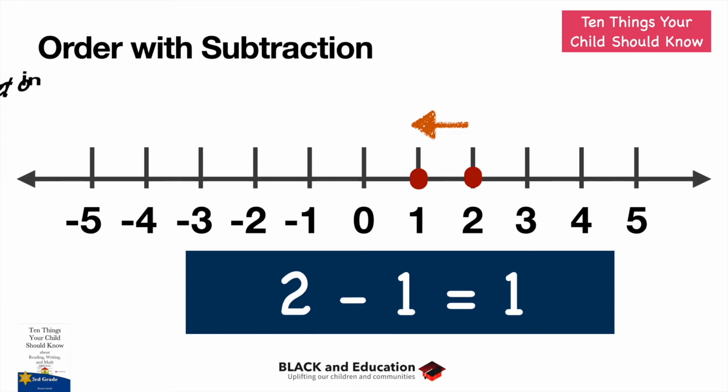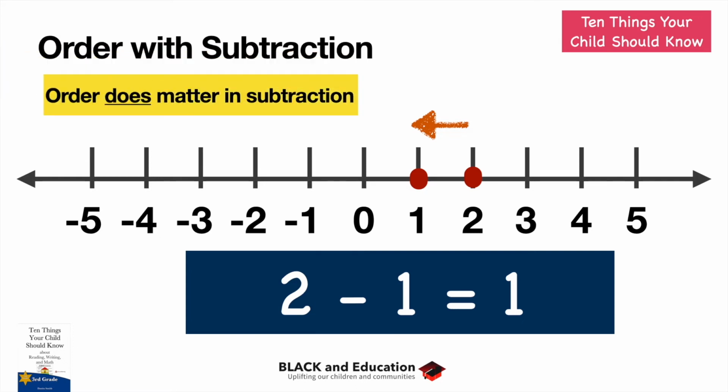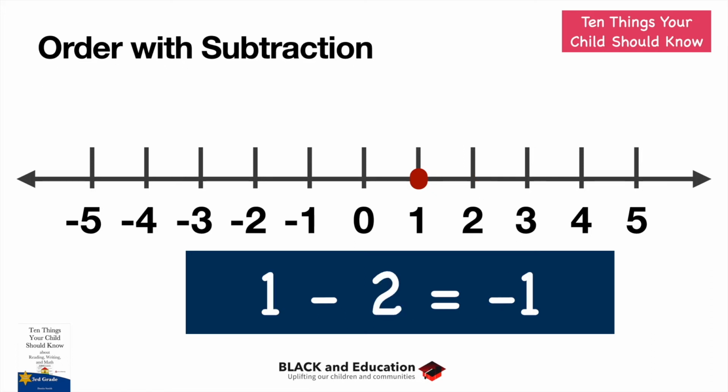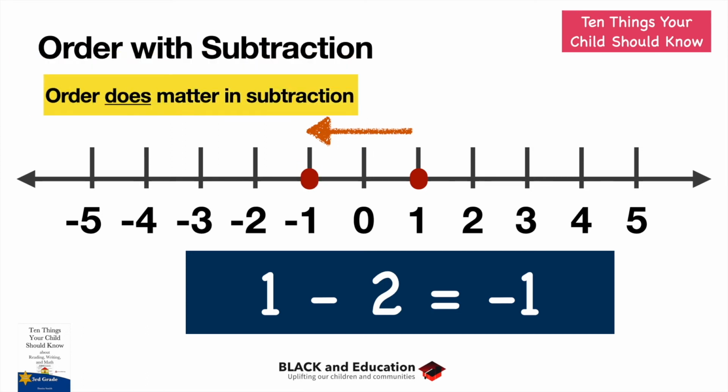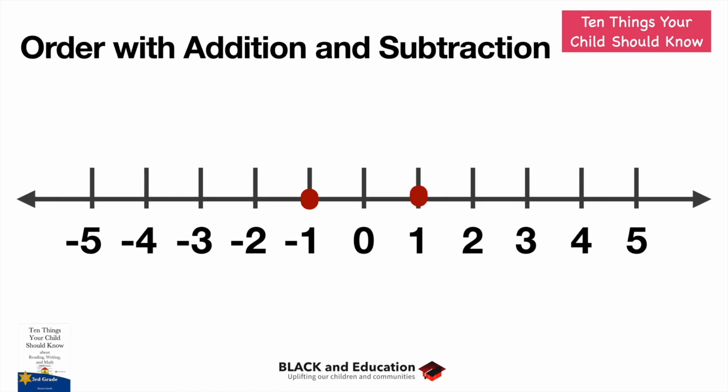Well, we're going to see that when it comes to order and subtraction, it does matter which way you do it. It does matter. So let's say instead of 2 minus 1, I had 1 minus 2. And I just switch the numbers around. 1 minus 2, well, I'll end up at a totally different place. I'll end up at -1 instead of 1. I'll end up at a different place on the number line. My answer will be different. So when it comes to subtraction, order does matter.